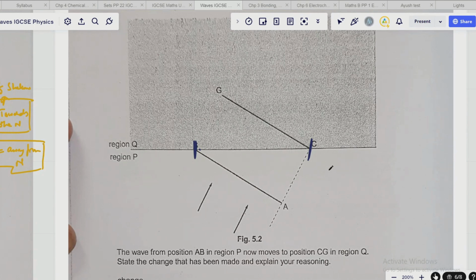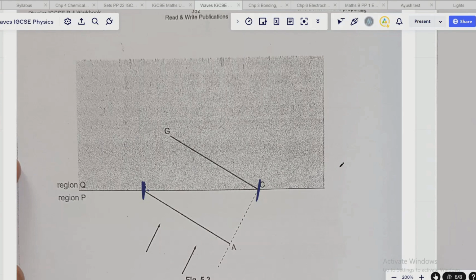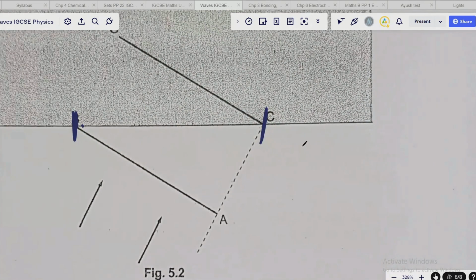The depths are the same. When will we witness refraction? Whenever we go from a deeper region to a shallow region or from a shallow region to a deeper region. But these two lines are parallel to each other. Look, the distance between these two lines is going to be the same all over. Therefore, we can say that the region is the same. It is not changing, okay?